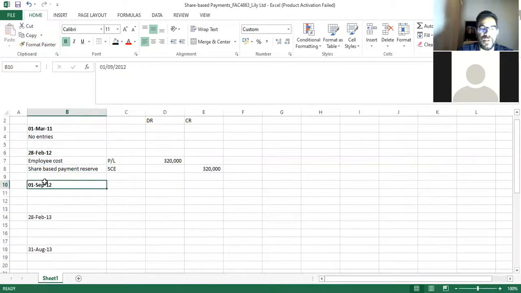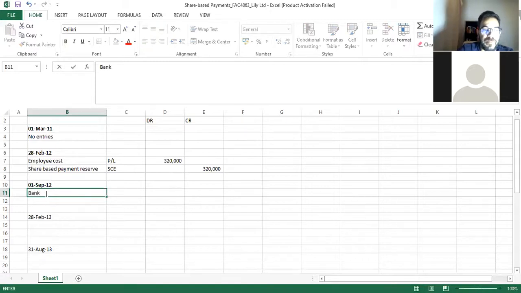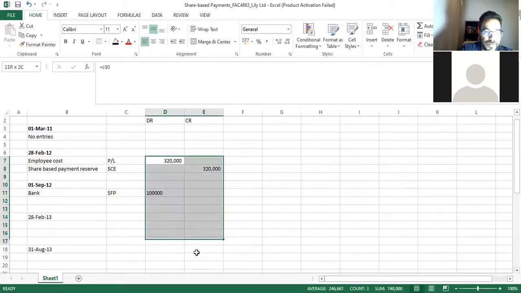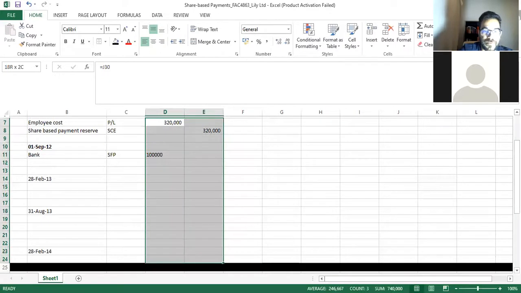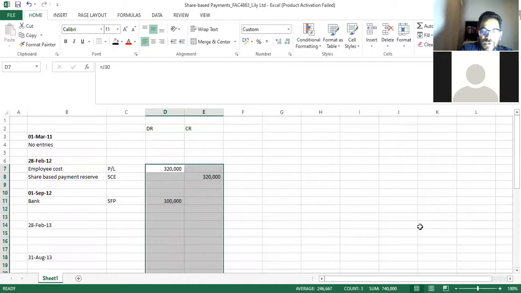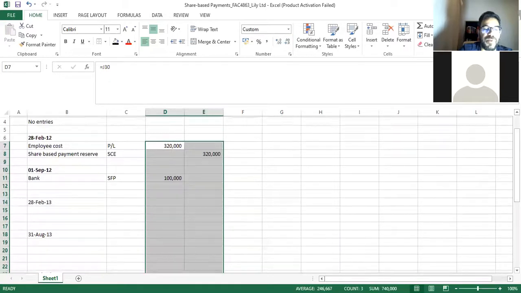Miss Lillian exercised 5,000 options at 20 Rand. So what's going to happen? The company bank is going to go up. SFP. How much is the bank going to go up by? It's going to go up by 5,000 options at the exercise price of 20 Rand. That's the physical cash she will be paying.